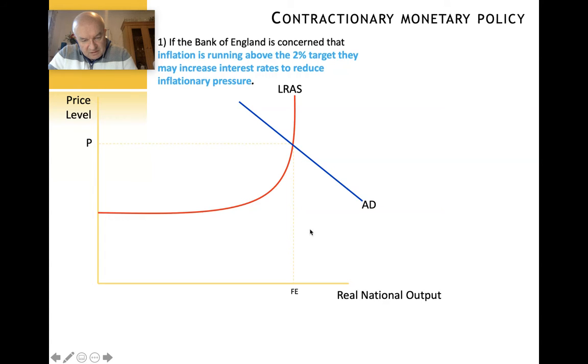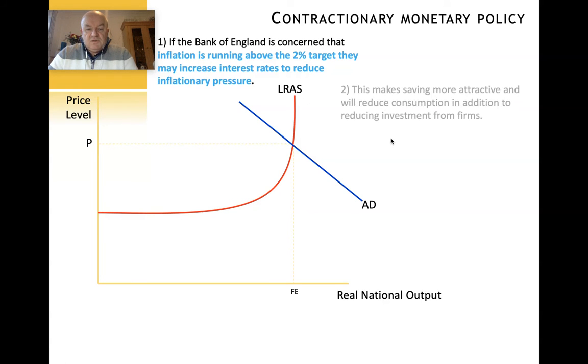Now you can see that effectively, if we've got full employment, then that means that all of our factors of production are being used to the maximum. So any increase in aggregate demand is just going to cause inflation. It's not going to mean that we can produce any more in the short term. And as a result of that, what the Bank of England might do is to try to actually encourage more people to save rather than spend.